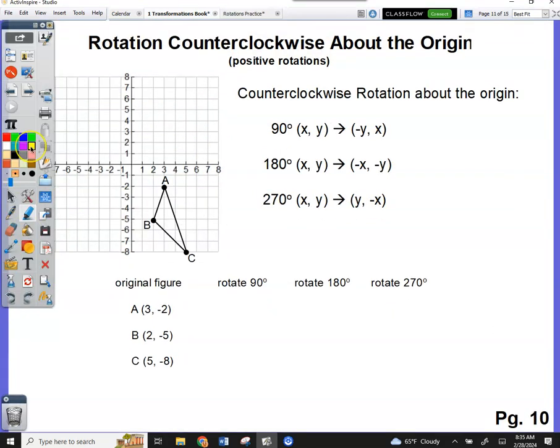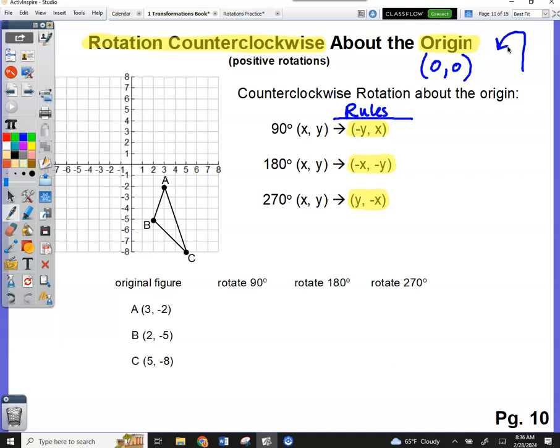Going to this page here, we're going to rotate counterclockwise around the origin still. Here are our rules. The origin is still 0, 0. That never moves. Because we're going counterclockwise, that is high noon and to the left. So that's me showing you the direction it's rotating, high noon and to the left.